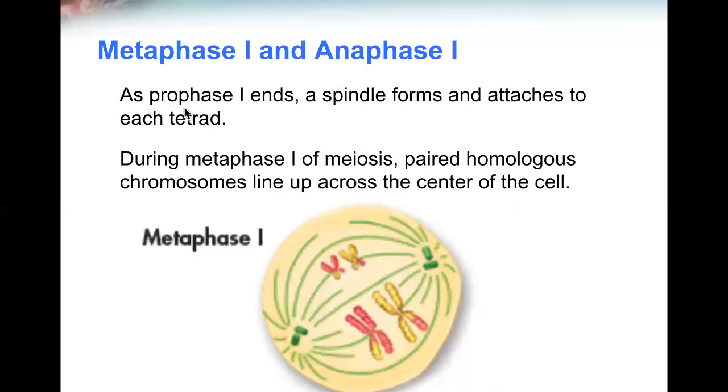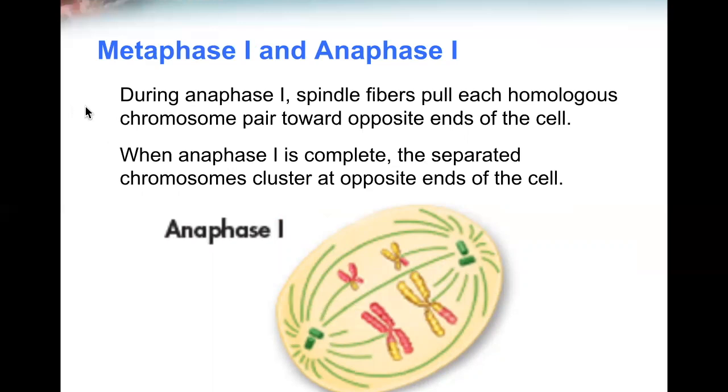Metaphase and anaphase. As prophase ends, a spindle forms and attaches to each tetrad. So the green lines, the spindle, connect to each tetrad. During metaphase of meiosis 1, paired homologous chromosomes line up across the center of the cell. These are duplicated, pair here, pair here, pair here, pair here, and the spindles grab hold of them.